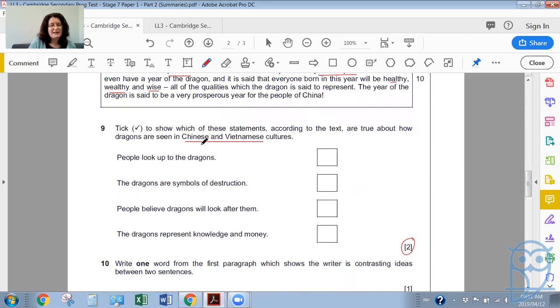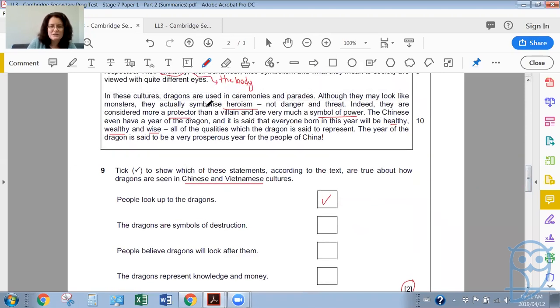People look up to the dragons in Chinese and Vietnamese cultures. Would you say that's right? I would say that's right. Yes, they look up to dragons. Okay, they're treated with respect. The dragons are symbols of destruction. They destroy things. No, we haven't seen that, so we're not going to tick that. People believe dragons will look after them. Yes, because they are seen as protectors. There we go, that keyword, protectors. Okay? So we would tick that box.